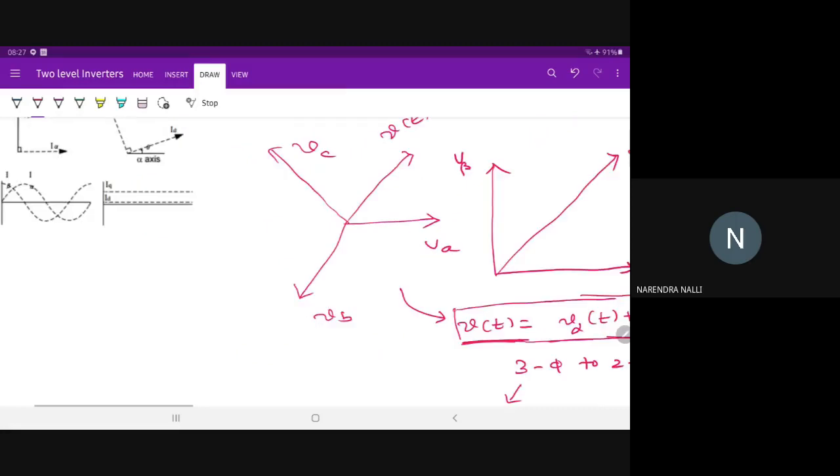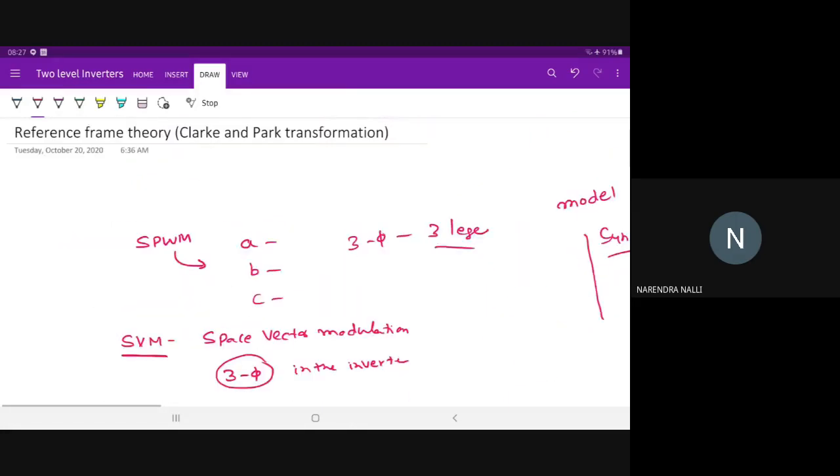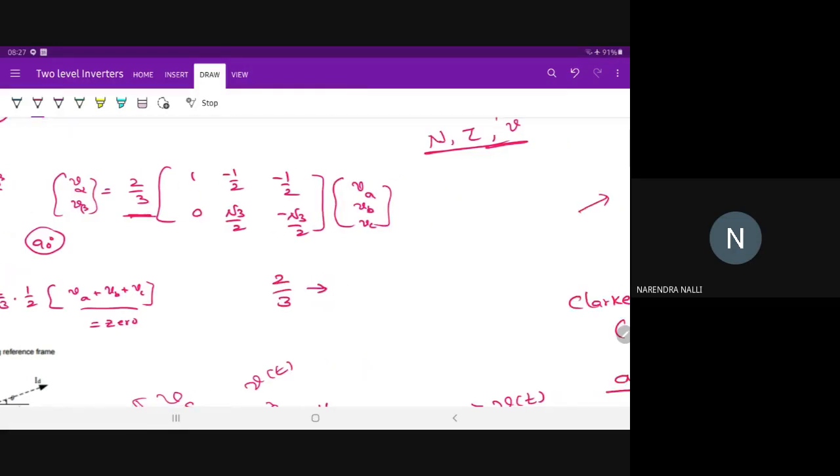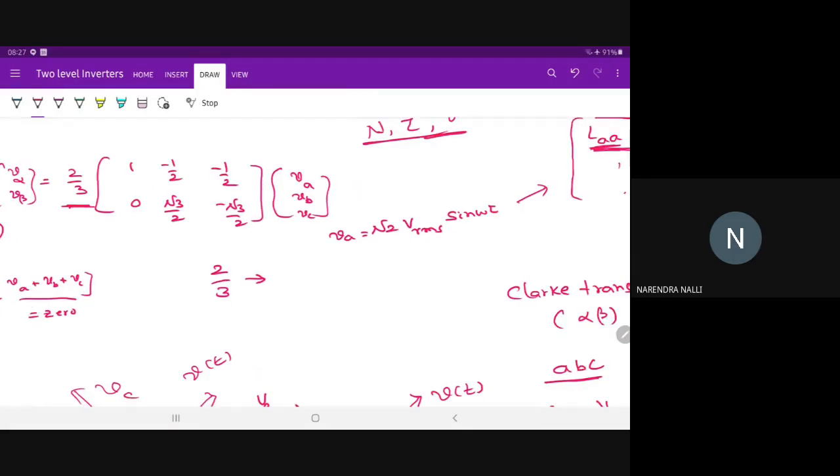Clear? So now come to this 2 by 3 term. When you consider 2 by 3, in that case, for example, if you choose VA as root 2 into VRMS sine omega t, so that means at the same time this V alpha will become the same thing. That is root 2 VRMS sine omega t.